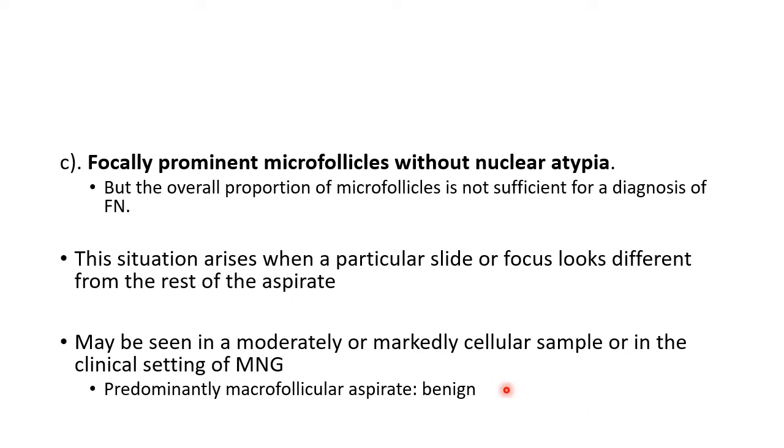And you should remember that this type of pattern can also be seen in the setting of multinodular goiter, where you have predominantly macrofollicular pattern of arrangement of the cells, and one or two foci may show predominantly microfollicular pattern. But if overall you have a predominant macrofollicular pattern, you should not call it AUS. You should call it benign, and diagnose it under the benign category, that is category 2.